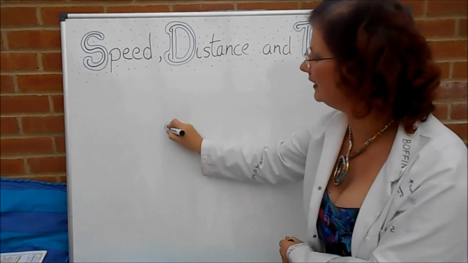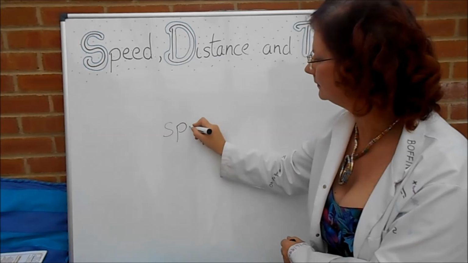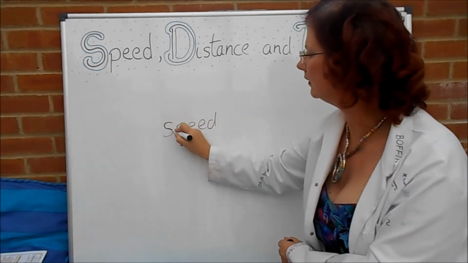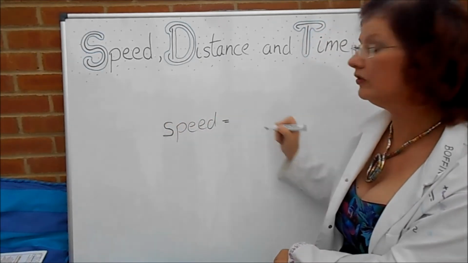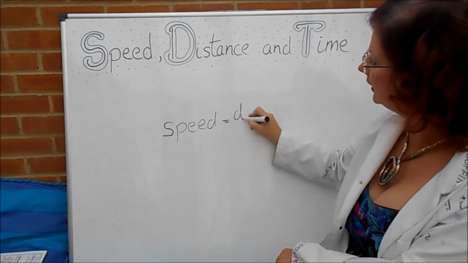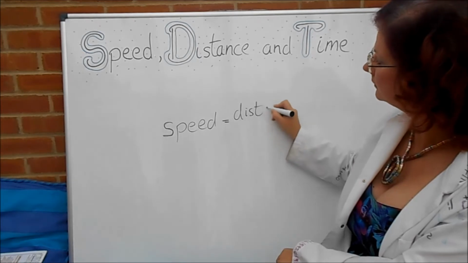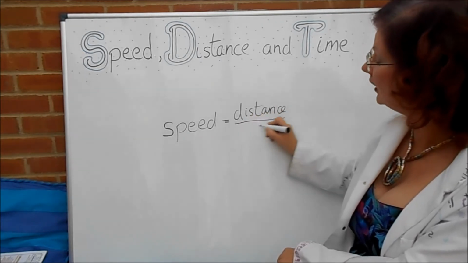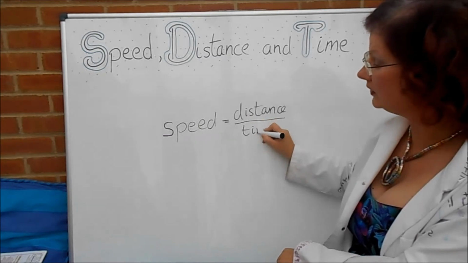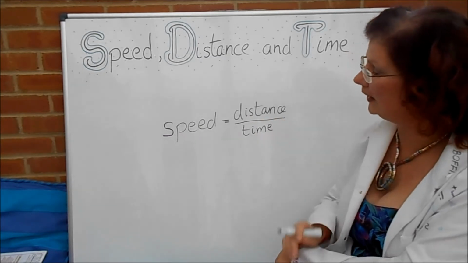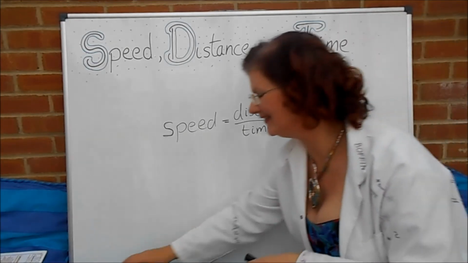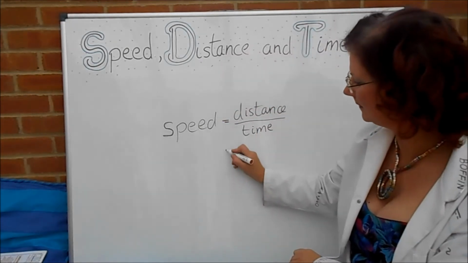All units of speed, that S isn't very good, is it? That's better. All units of speed are a distance divided by a time. And the distance and the time can be anything you like. And that gives us one of our famous formula triangles. Here we go.